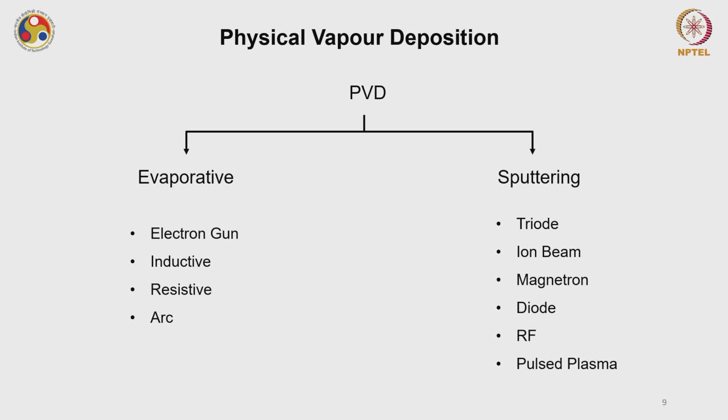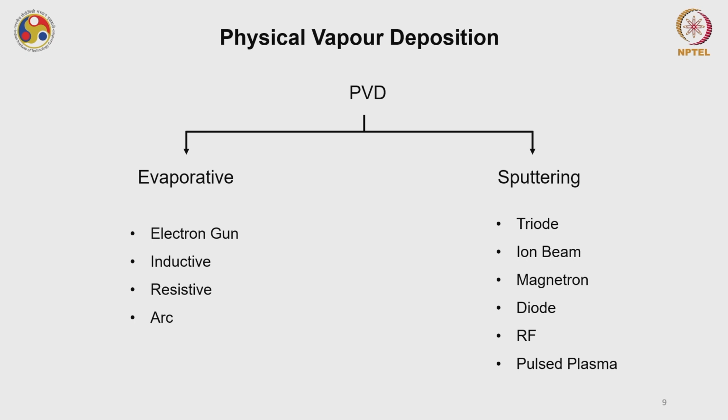Physical vapor deposition is a preferable method for thin film fabrication in microsensors, and that's why it is very necessary to know in brief about PVD methods. PVD methods are mostly of two types. Of course, there are some other types of PVD, but mostly it is of two types: one is evaporative and the second is sputtering.